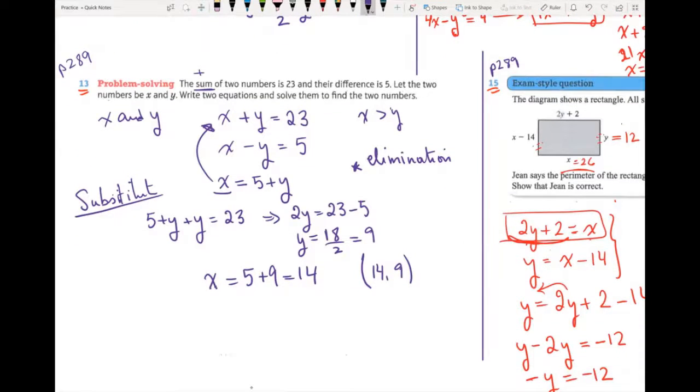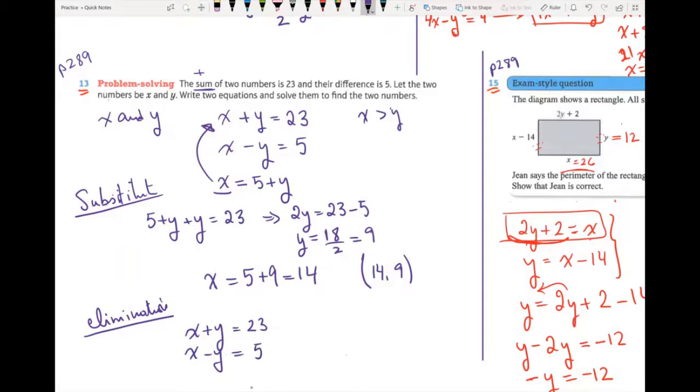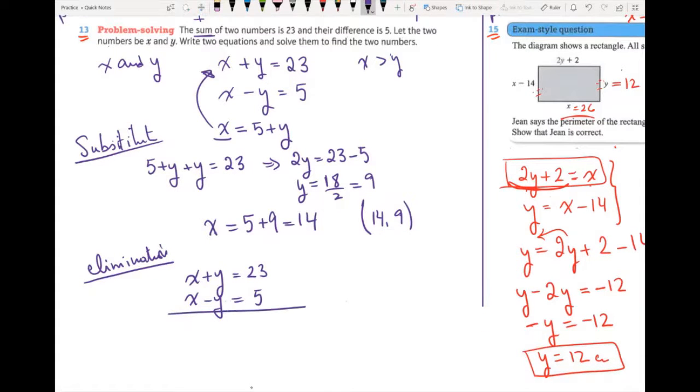Now let us use the method of elimination. So as I mentioned before, elimination is when you eliminate one variable and find the value of the other. And here elimination is very easy because they already gave you plus 1y and minus 1y. So when I add both equations, I get 2x plus 0y equals 28. So how much is x? It's 28 over 2, which is equal to 14.